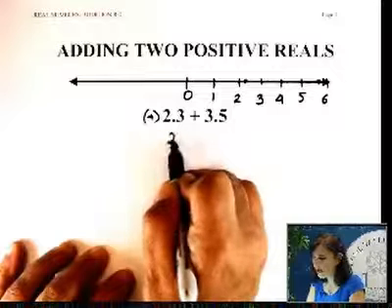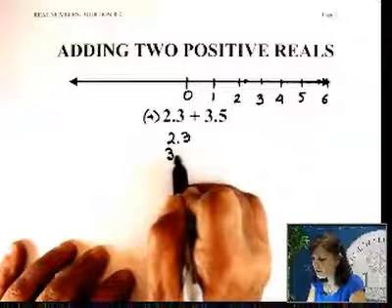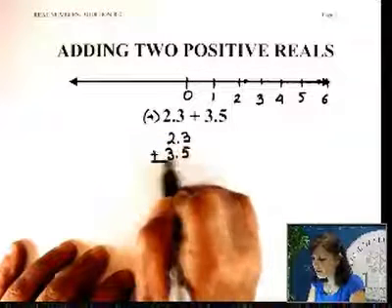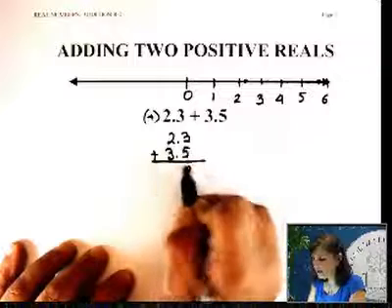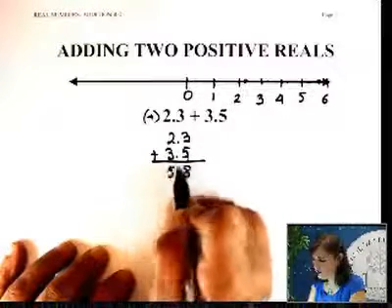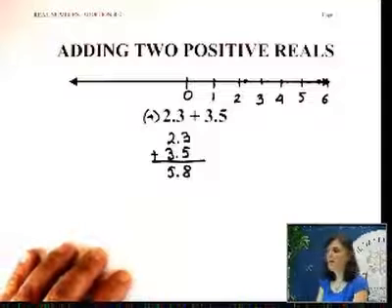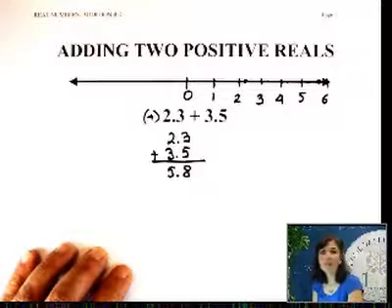So remember how you add decimals. You line up the decimal point. 5 plus 3 is 8. 3 plus 2 is 5. And you bring down the decimal. So that's how I add two positive real numbers.